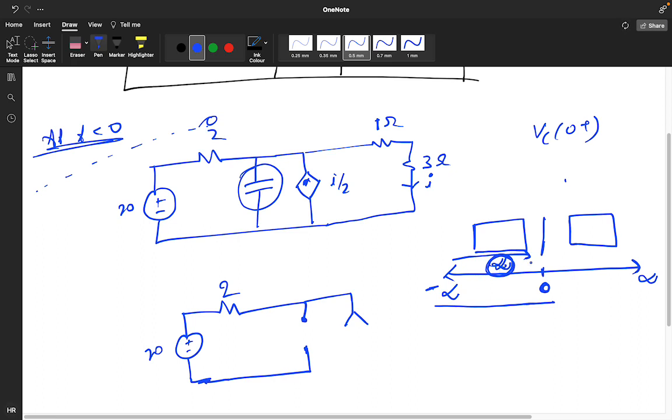my transient is not taking place, but transient is taking place at what point? When we are switching the capacitor positions. It's this minute point from 0 minus to 0 plus. Okay, at this point only the transient is taking place. Okay, 0 minus to 0 plus means suppose you assume some microsecond.